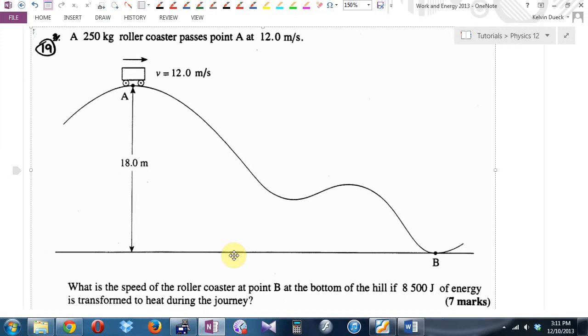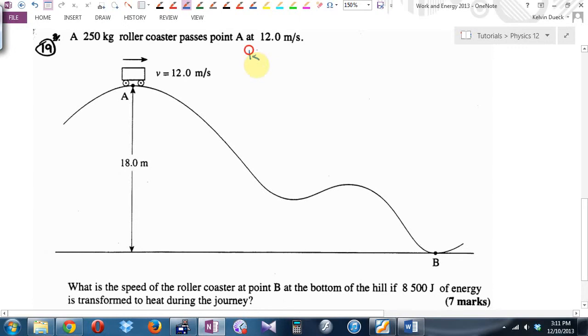In this one here, it's wanting the speed at the bottom. Is there a change in height? Is there a change in speed? We would say something like this. Kinetic initial, potential initial, kinetic final, potential final, and heat. Why heat? Because they're mentioning heat.